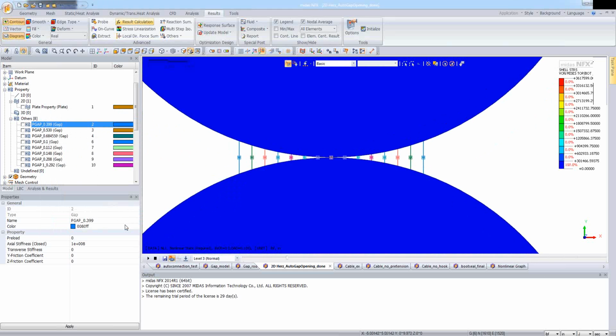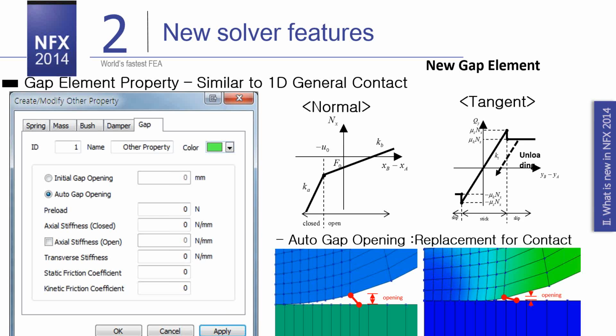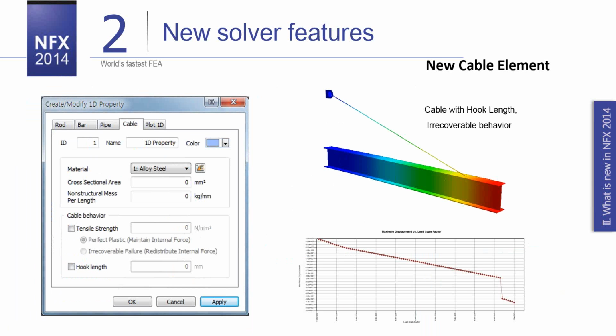Let's go back to the presentation. Okay, so the next improvement refers to the new cable element. This element is also called the tension-only element, because tension only, especially in nonlinear static analysis, can be transmitted via this element. What we can specify for this type of element is the material. Of course, we have to provide the cross-sectional area, and we have two options which refer to the cable behavior.